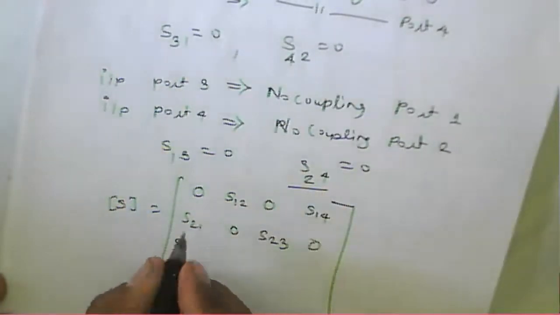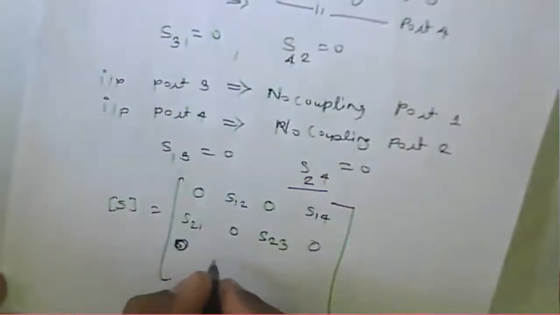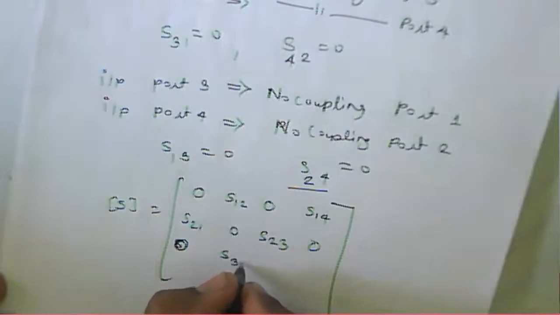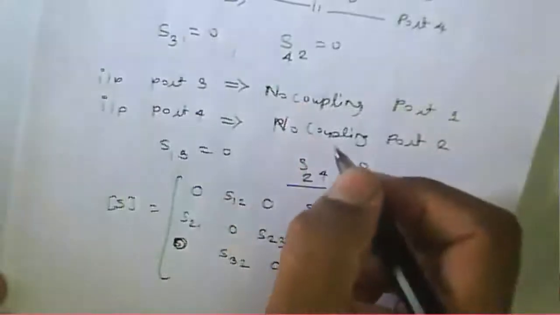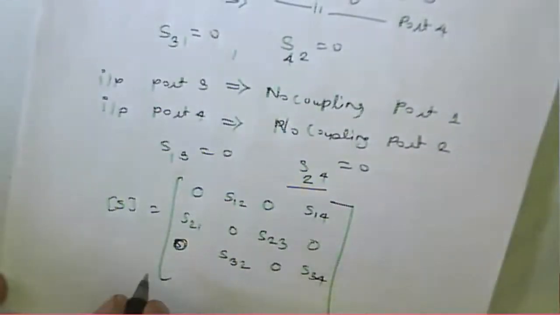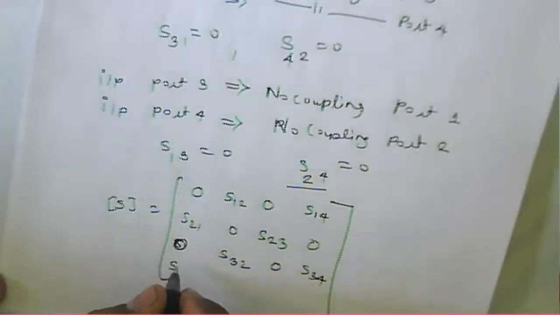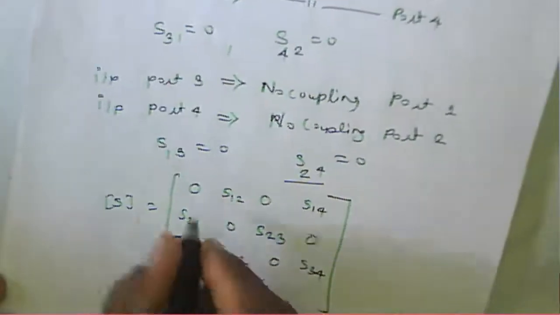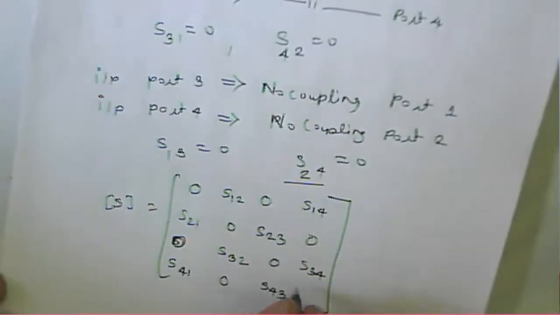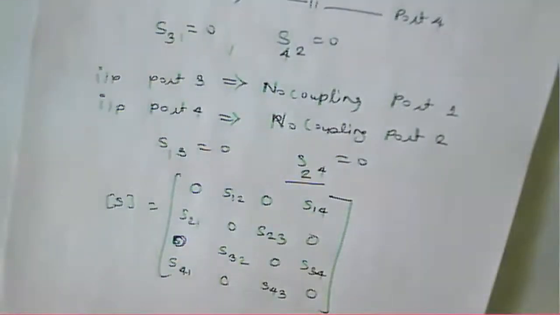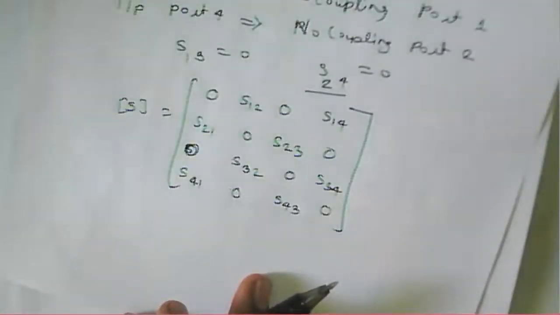Then S31 is 0. Then S32. S33 is 0. S34 is not 0. Then S41 is there. It is not 0. S42 is 0. Then S43, and S44 becomes 0. Now this is nothing but the S matrix for this directional coupler. We can simplify this directional coupler again and solve it.